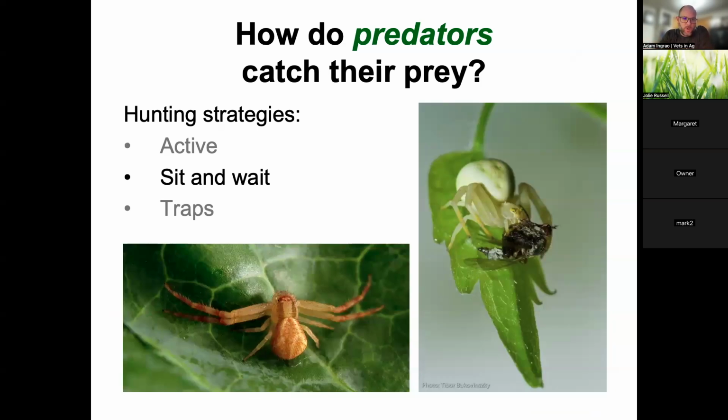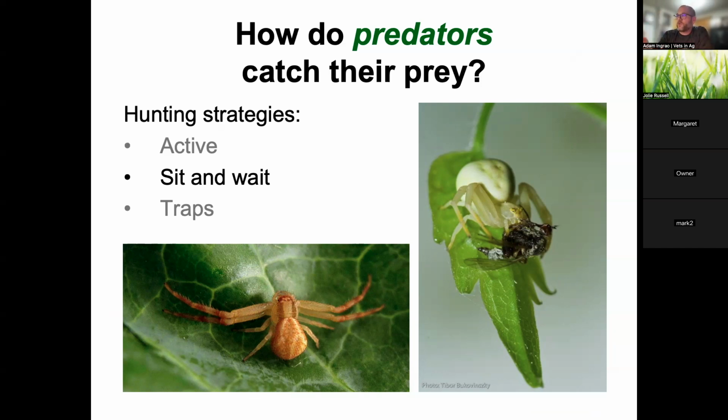Another example of a sit and wait predator would be our crab spiders. Spiders are really great predators. Spiders do not get enough credit for the role that they play in our landscapes as far as predators are concerned. Spiders are one of the most important predators that we have in agricultural landscapes.